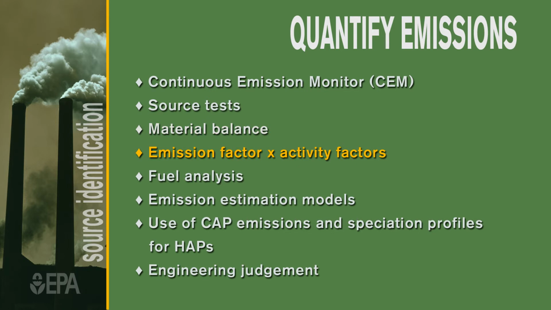Emission factors and activity data are used. Fuel analysis can be used. There are various emission estimation models that are very good, such as TANKS and Water9. We can also use criteria air pollutant emissions for volatile organic compounds, or VOC, and particulate matter. And if we have what are called VOHAPs, or VOC hazardous air pollutants, or metals, we can apply speciation profiles that would give you percentages of the individual air toxic compound of the VOC or PM. And then finally, we can use engineering judgment if all else fails.